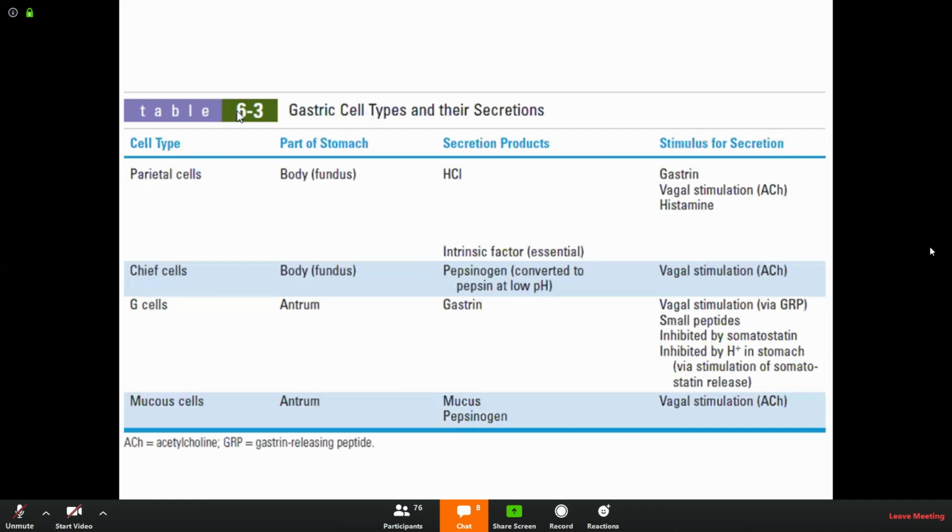The vagus that supplies the G cell releases gastrin releasing peptide. Rest of all the cells that are innervated by the vagus release acetylcholine, except the G cell.